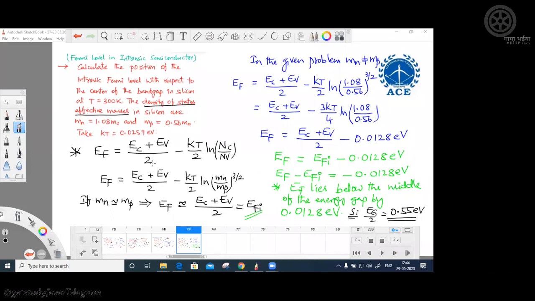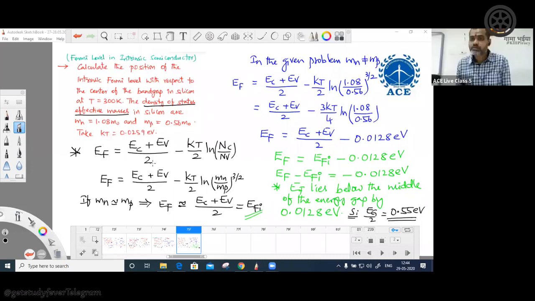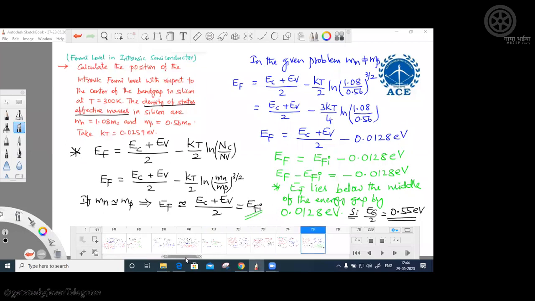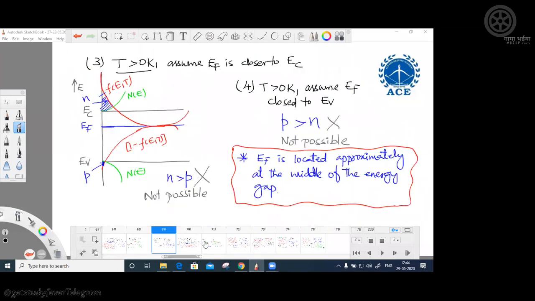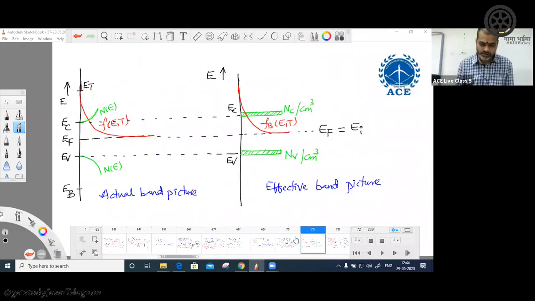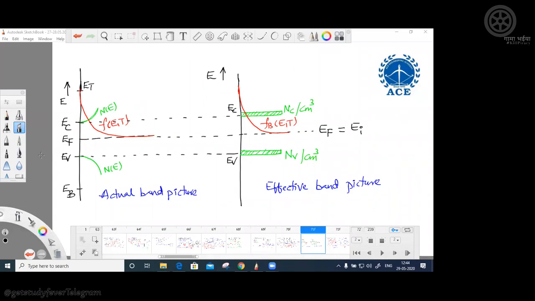Sir, can you explain the effective band diagram? The effective band picture, how you draw that rectangle at EC and EV. We have drawn it when discussing the concentration of electrons and holes, no? Yes, sir. At that time the connection was weak, so I couldn't hear that.